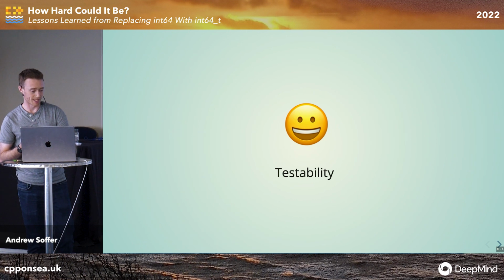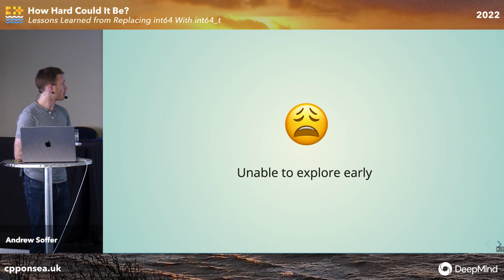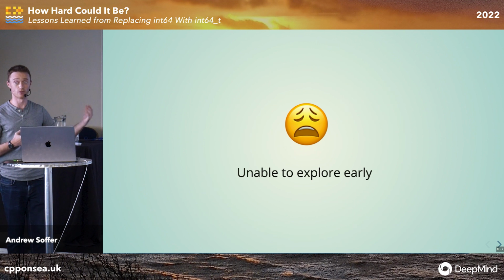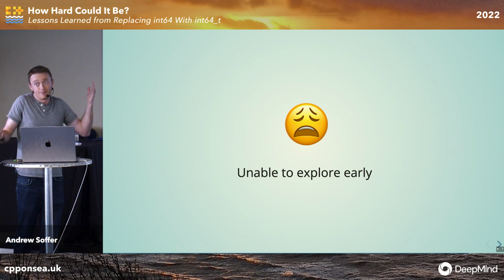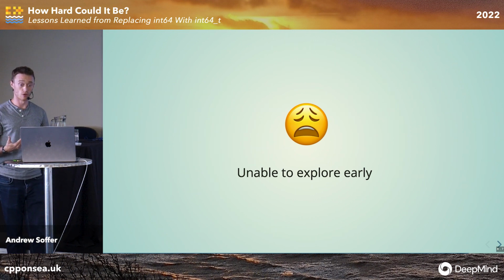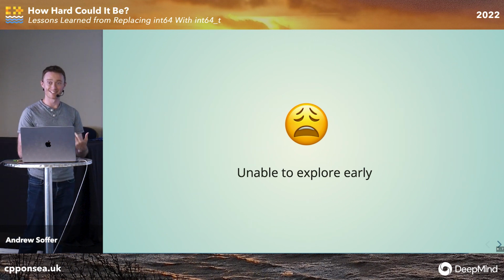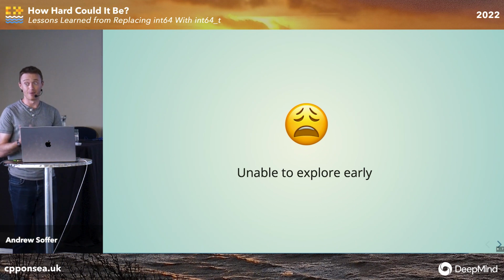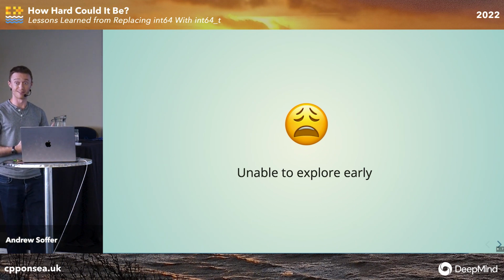One place where we actually had a bit of a problem was that we weren't able to explore this early, right? We knew when we started this problem that we're going to want to change int64, and maybe that has some performance implications, but we couldn't test it early. You can't actually test this until you measure it, and you can't measure it until all of the code compiles. So this was the last thing that we did.